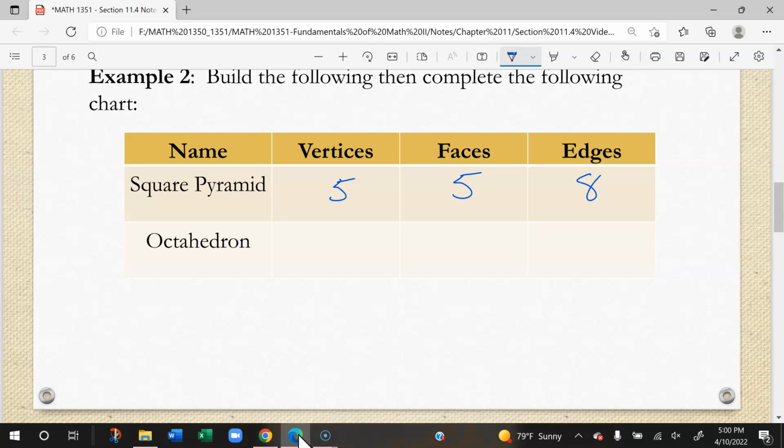Now for an octahedron, that has 8 sides, and so we're going to have 8 faces, 6 vertices, and 12 edges.